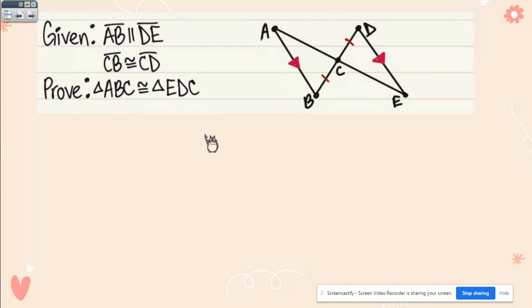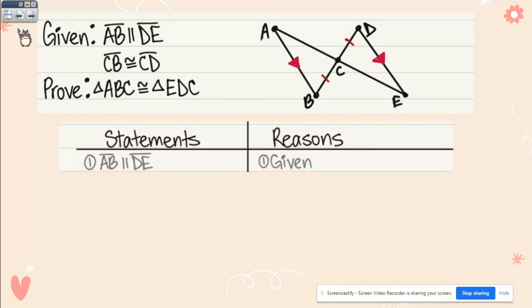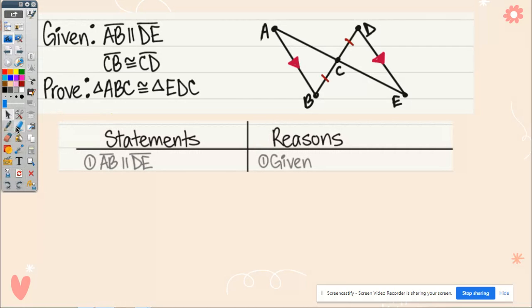All right, so for our first example, I have these two triangles that I'm trying to prove congruent: triangle ABC and EDC. That's what I'm trying to prove here. Let's talk about our given first. I'm going to do this one first in blue. My first step says that AB is parallel to DE, and I know the reason is given because it is right next to the word given.